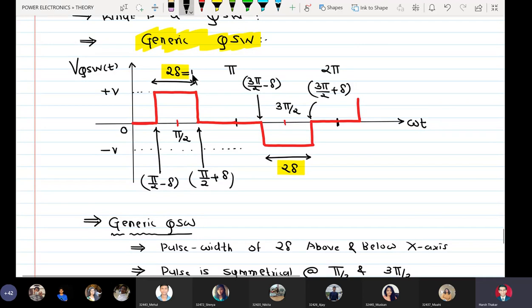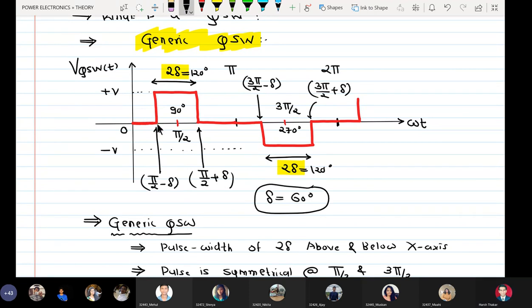So if 2 delta is equal to 120 degrees, that means this is 90 degrees, this is 270 degrees. 2 delta equal to 120, so I can say that delta equal to 60 degrees. What will this become? This will become 90 minus 60, so 30 degrees. 90 plus 60 will be 150 degrees. 270 minus 60 will be 210 degrees. 270 plus delta will be 330 degrees.